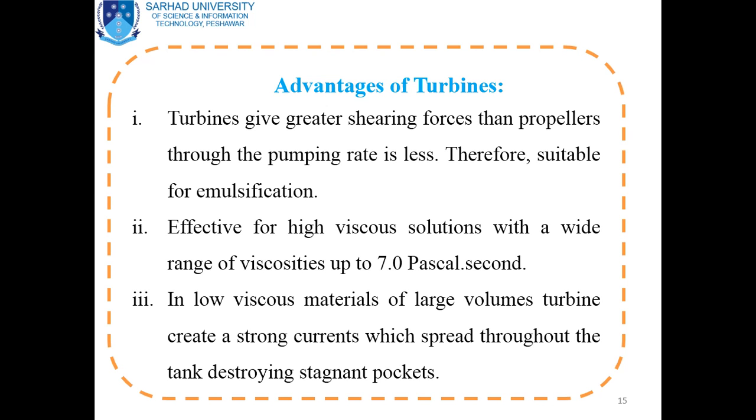Turbines are effective for high viscous solutions with a wide range of viscosities up to 7 Pascal second. In case of propellers, which are not recommended for high viscosity, that is viscosity greater than 5, but for high viscosity up to 7 Pascal second, turbine can be effectively used for mixing. And for low viscous materials, a large volume turbine creates strong currents which spread throughout the tank, destroying stagnant pockets. When the stagnant pockets are destroyed, it means that movements will be favored and the mixing will be facilitated.